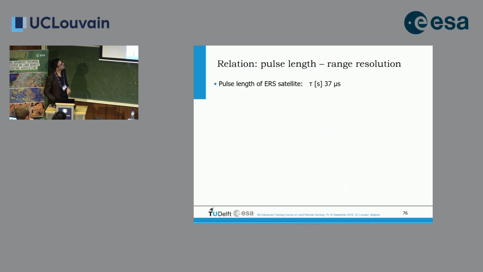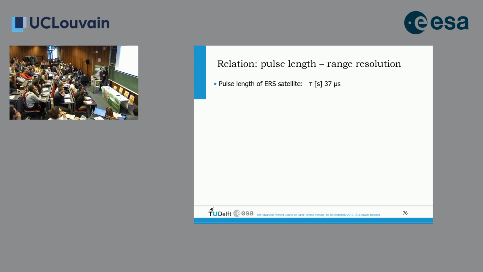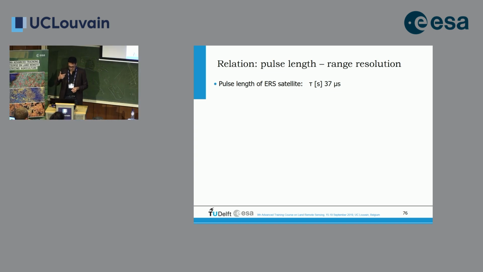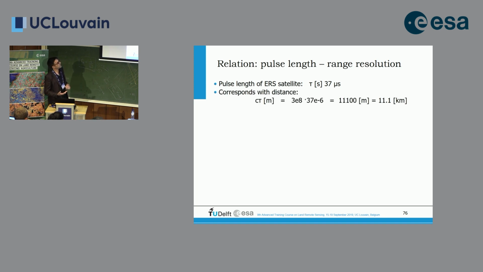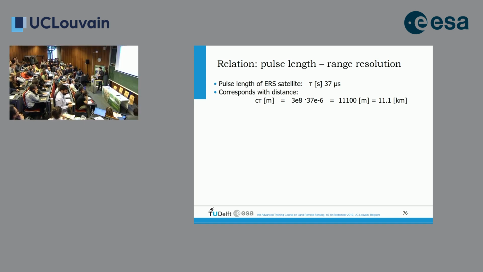Okay, let's switch these two. This is an old slide, but the principle is still the same. The ERS satellite has a pulse length of 37 microseconds. So my flashlight is switched on for 37 microseconds, and then it's switched off, and I get something back. That means if I multiply it with the velocity of light, I get a distance of 11 kilometers. All right? 37 microseconds corresponds with 11 kilometers.